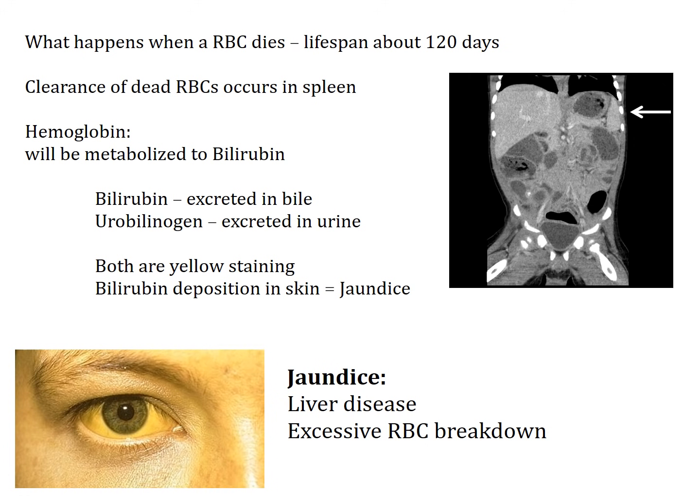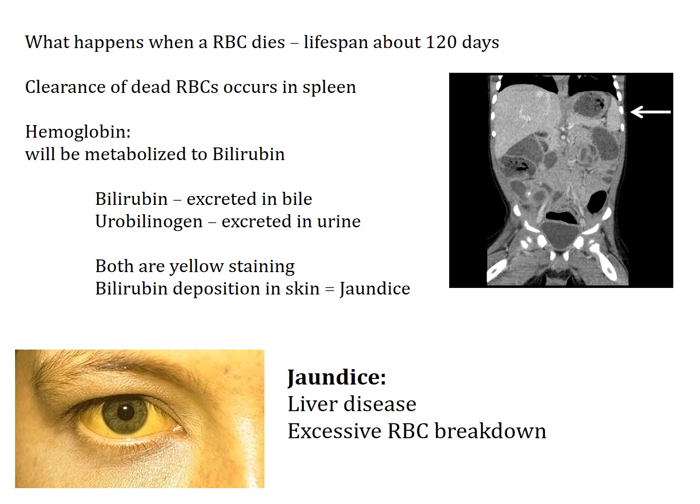Okay, more about red blood cells, what happens when they die. Again, they live for about 120 days. Dead red blood cells are primarily cleared in the spleen. Look at the picture of the CT scan, and the white arrow is pointing you to the location of the spleen in the left upper quadrant, kind of to the side and behind the stomach bubble there.